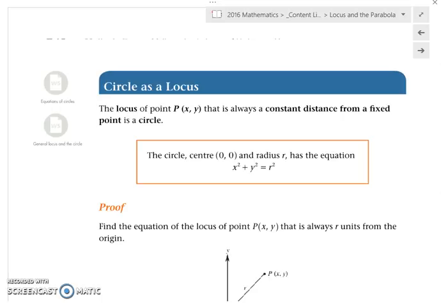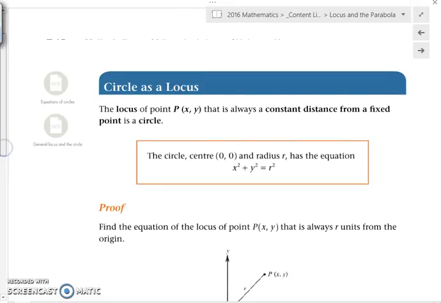Now, the circle with a center 0, 0, and this is what we were talking about the other day, a circle with center 0, 0 and radius r has that equation, x squared plus y squared equals r squared. There are no extra x's or y's in there, because you would have 0x plus 0y. They cancel, they become 0, because the center is 0.